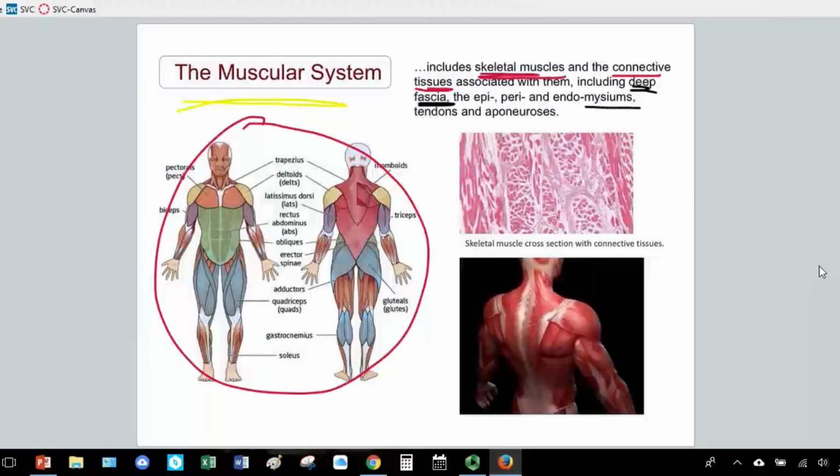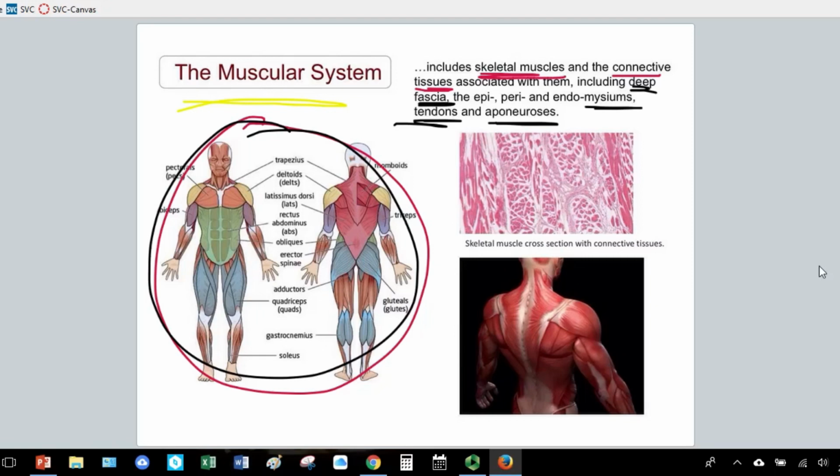All of these mesonems here, these are also connective tissue wrappings around skeletal muscles and parts of the skeletal muscles. Tendons, which connect skeletal muscles to bones and other things, are part of the muscular system, as are something we call aponeuroses, which are basically flattened tendons. So all of these components are part of the muscular system here.